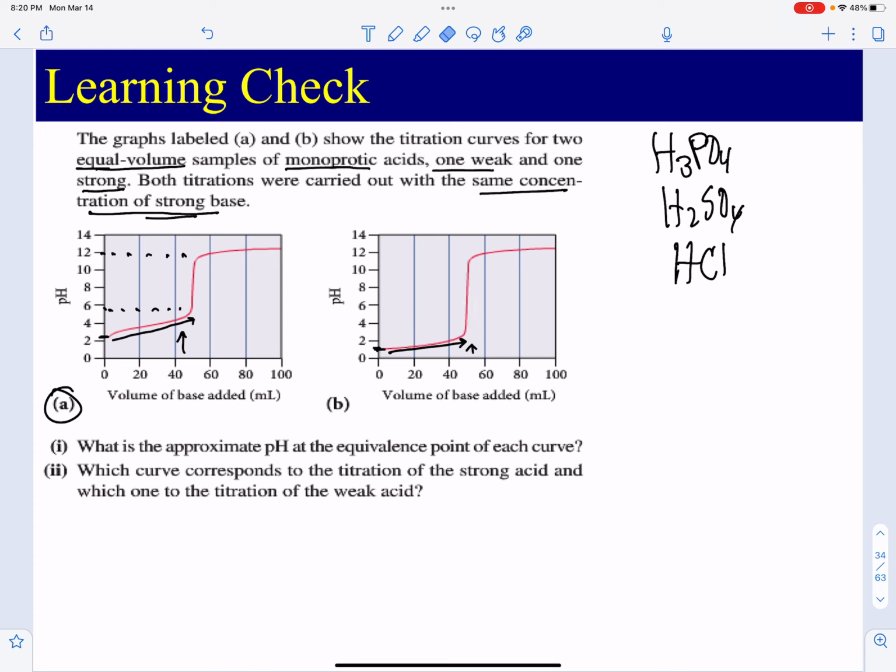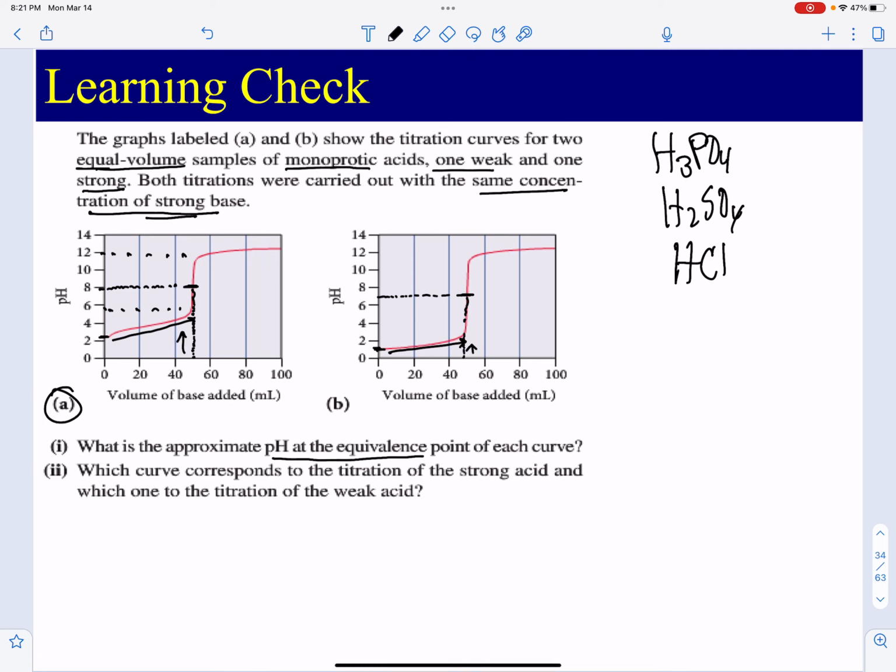Because of that jump, we can look approximately halfway, and if you find the corresponding pH, that will give you the pH at the equivalence point. So look for the big jump and, to the best of your abilities, find the center of the jump. That's where the equivalence point happens. That's when you added enough base to neutralize all the acid.